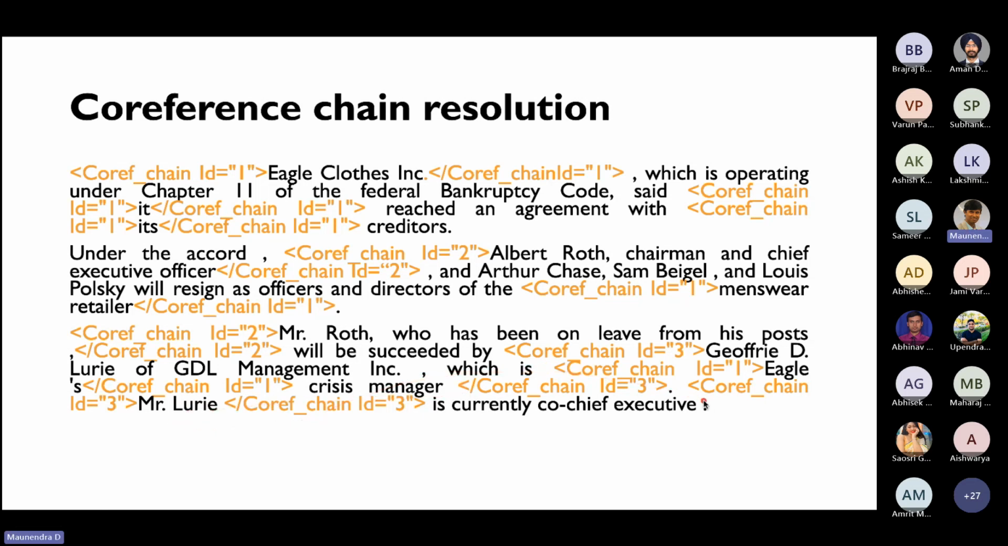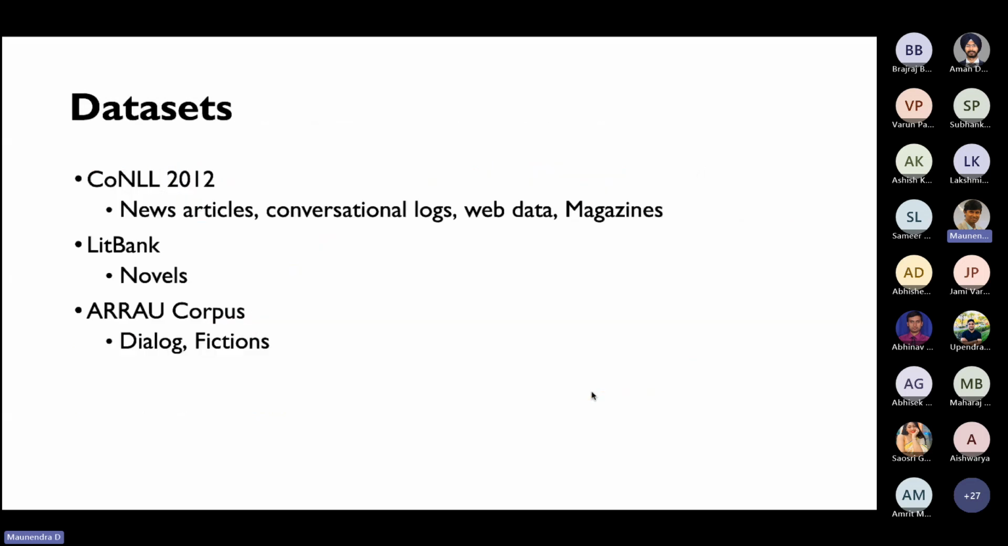And here we see a nesting structure. Jeffrey D. Lurie of GDL Management, which is Eagle's crisis manager. So there is a nesting here. These could be some of the traces in the datasets. And here are some example datasets.